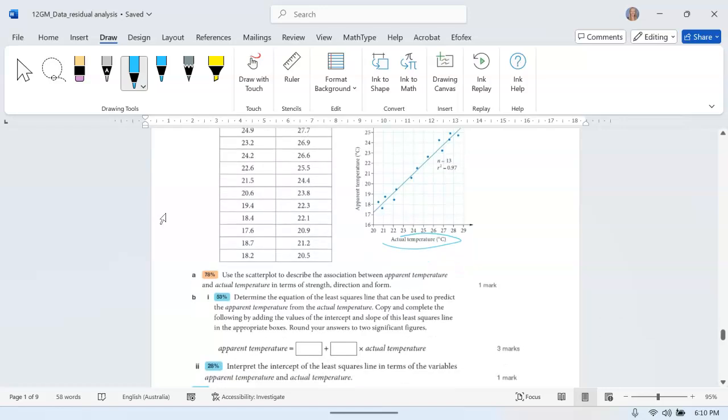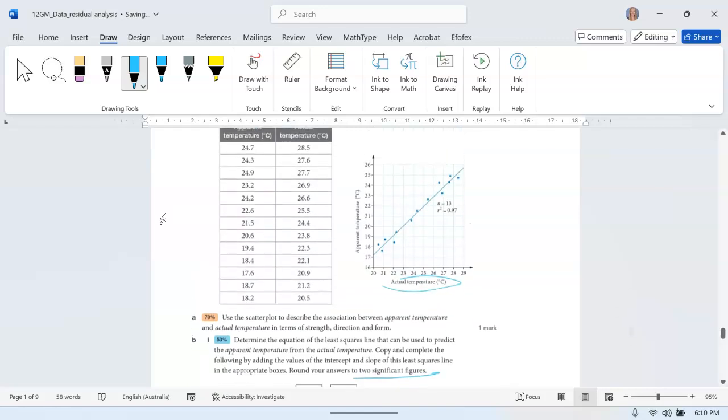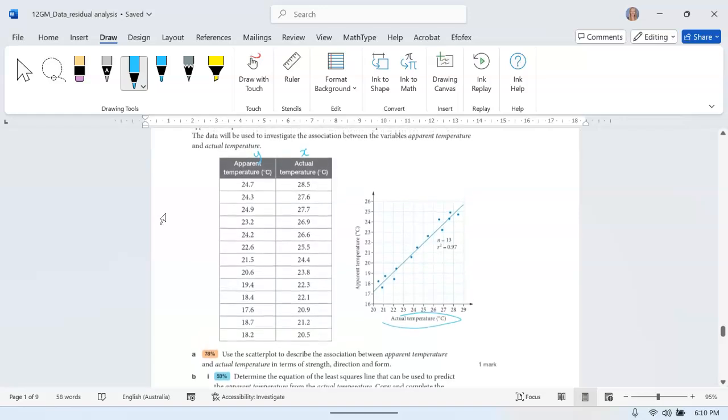Determine the equation of the least squares line that can be used to predict the apparent temperature from the actual temperature. Copy and complete the following by adding the values of the intercept and the slope of this least squares line in the appropriate boxes, and we've got to do it to two significant figures. When we put it into our calculator, it's always a good idea to put your explanatory into list 1 and then your response into list 2. I'm going to just pause and do that.